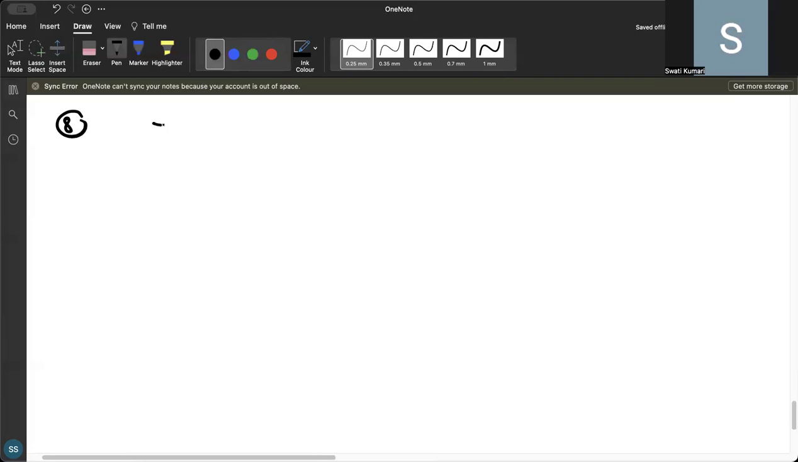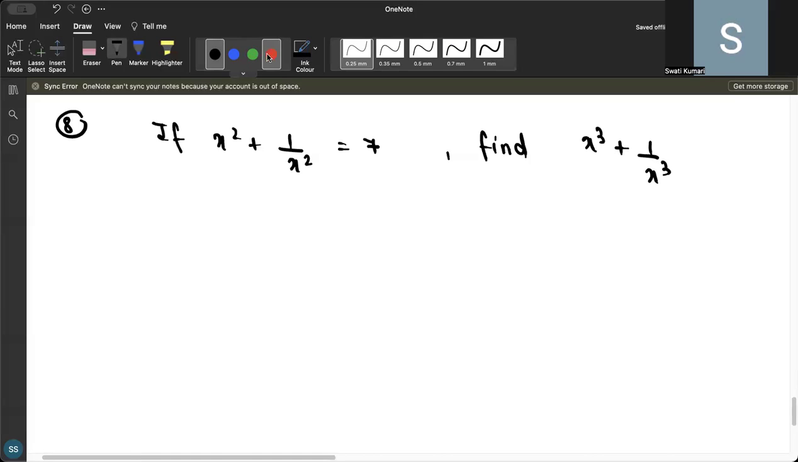So the next question is a bit different, and it is given if x squared plus 1 by x squared is equal to 7 given, then we have to find, using this particular given information, we have to find out the value of x cube plus 1 by x cube. This is what we have to do. Here, this is, like bit different if I explain you. For example, if you feel like let's directly find out the value of x cube plus 1 by x cube. You'll not get it. And that is why there is a way to do this.